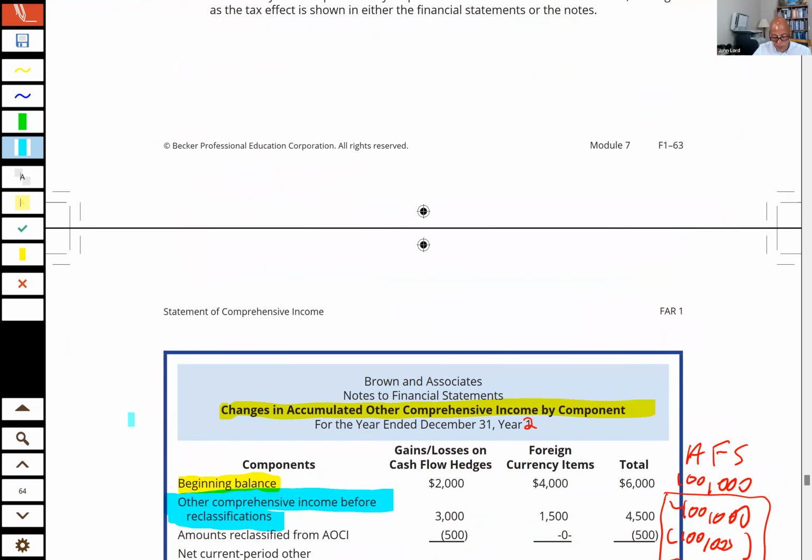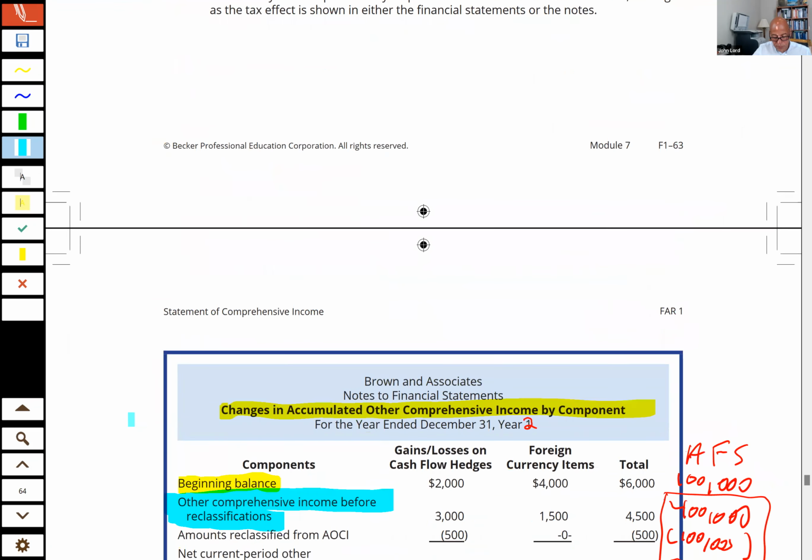Okay, good. So is a loss from discontinued operation a distribution to the owner? No, a loss from a discontinued operation is what? It's not an investment by the owner. It's eventually going to affect my net income, and my comprehensive income is net income plus my other comprehensive income, right?